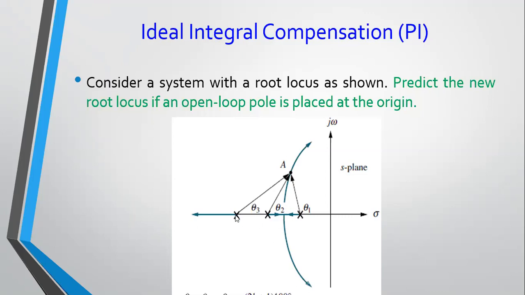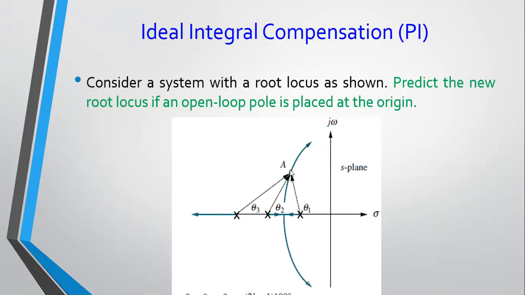So basically, this pole here is going to 0 along the real axis to infinity, and these two here would have a breakaway point, and they would go through their respective paths, as well, to zeros at infinity.